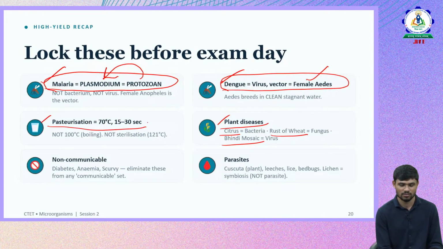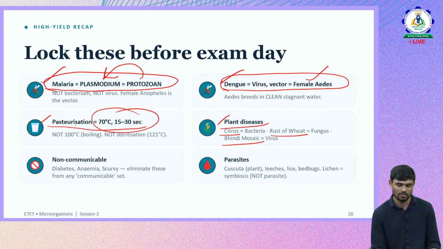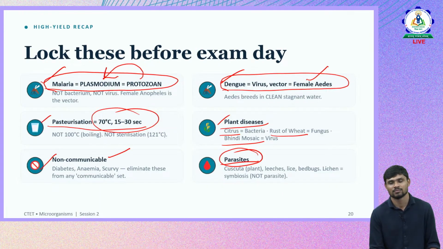Pasteurization, remember this, is at 70 degrees Celsius for 15 to 30 seconds. Non-communicable diseases are those diseases that do not spread from person to person, and they are caused by deficiencies or deficiency disorders. Parasites are those organisms which depend on other organisms for nutrition without helping the host organism. A few examples were given and we also solved them in the question.